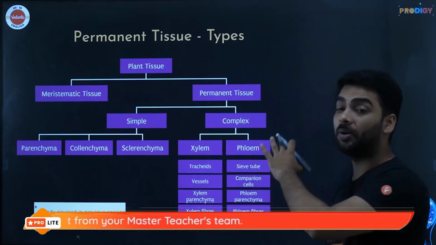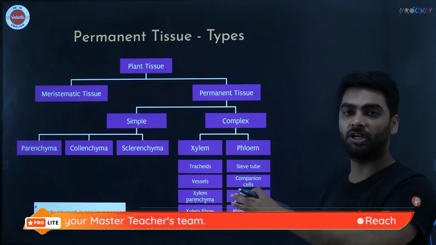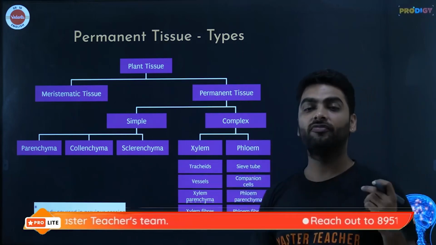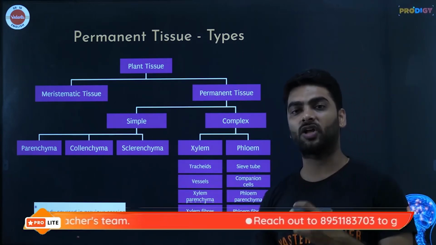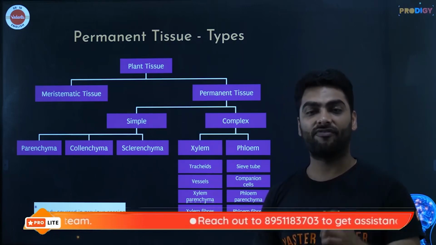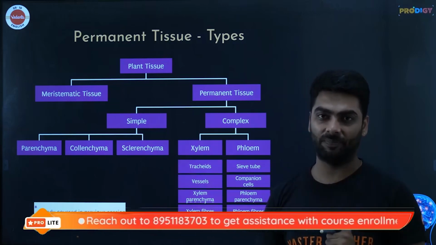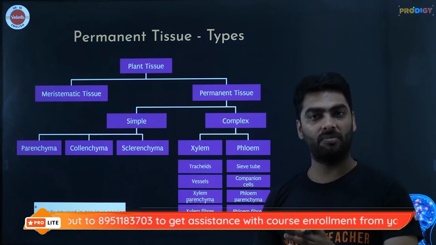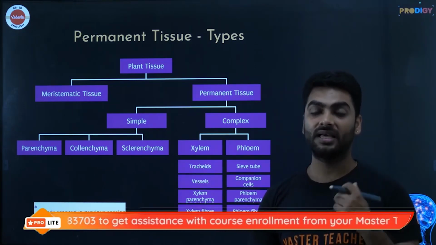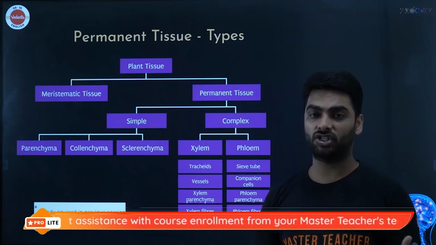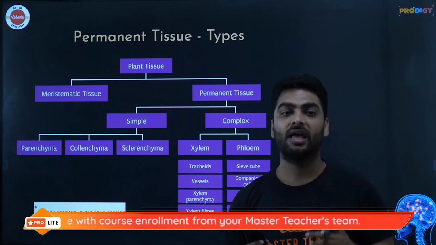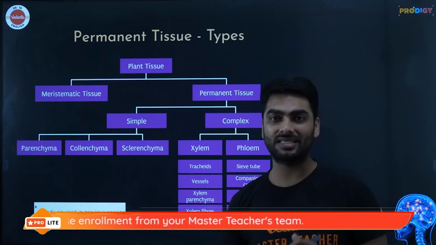Now we come to the complex permanent tissues, that is xylem and phloem. We all know that xylem and phloem are called the vascular bundle. Their function is to conduct water, minerals, and food respectively. Xylem conducts water and minerals, phloem conducts the food. Xylem is unidirectional, whereas phloem is bidirectional. Now let us see exactly what the xylem is made of.